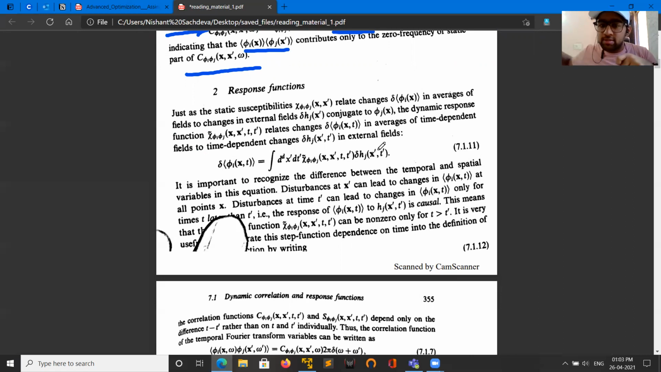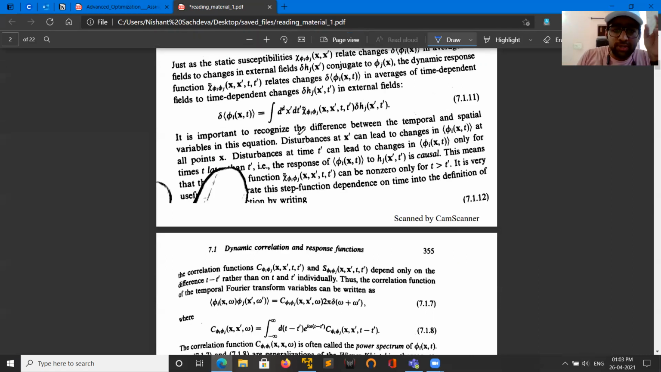In a similar fashion, the dynamic response function relates changes in averages of time-dependent fields to time-dependent changes in the external fields. Now, it is very important to recognize the difference between temporal and spatial variables in this equation. Temporal and spatial sound similar, but there is a slight difference. Disturbances at x dash can lead to changes in the average of phi I for a given x and t at all points x, which we understand. When a change happens at x dash, it really leads to changes at all points x.